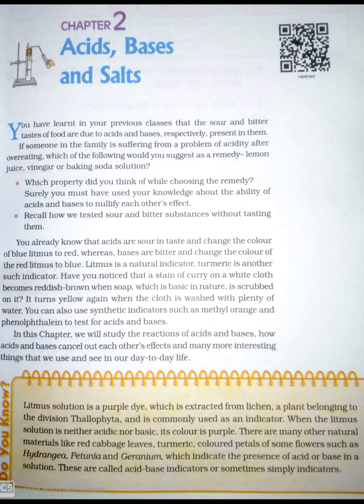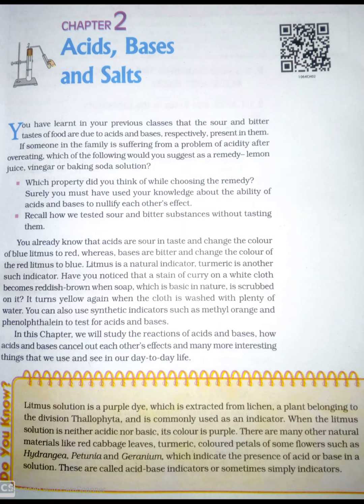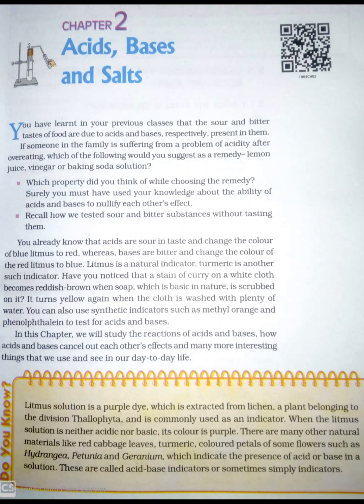There are many other natural materials like red cabbage leaves, turmeric, colored petals of some flowers such as hydrangea, petunia, and geranium, which indicate the presence of acid or base in a solution. These are called acid-base indicators or sometimes simply indicators.